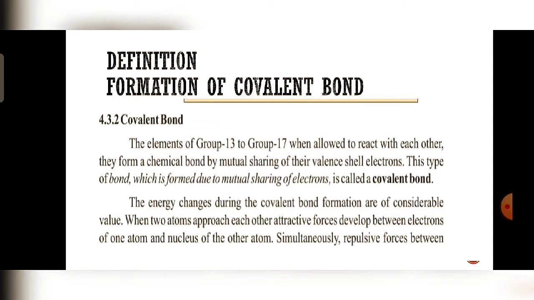And the definition of covalent bond is here. The type of bond which is formed due to mutual sharing of electrons is called a covalent bond. First heading. And second is the formation of a covalent bond. The energy changes during the covalent bond formation are of considerable value.